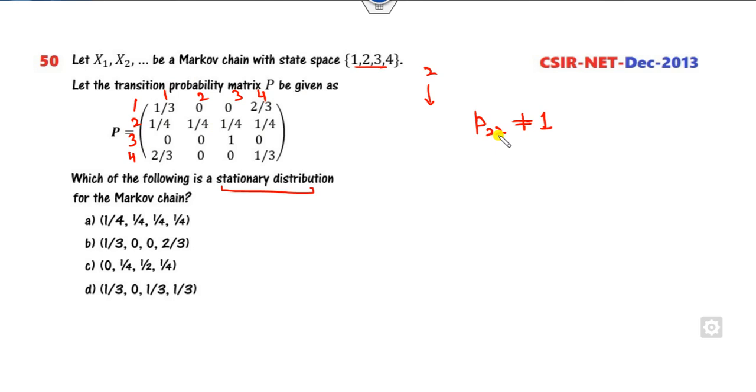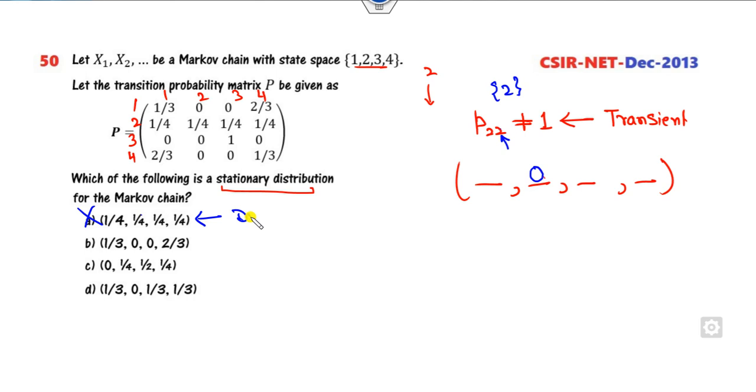It is transient. So once it's transient, you have to find the probability. This state 2 is transient, so its probability will be 0. So the first option will be cancelled out. This answer will happen only when it is a doubly stochastic Markov chain. But it is not a doubly stochastic chain. It must be 0, so this option is cancelled.